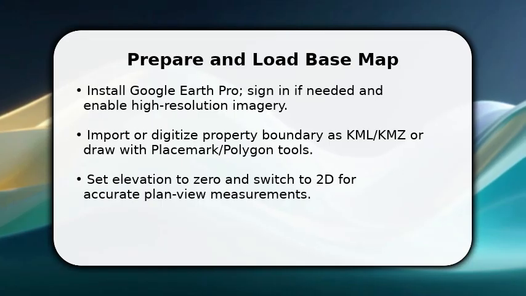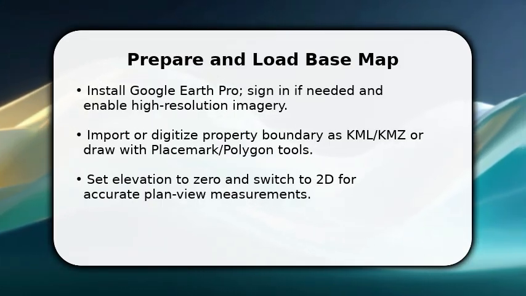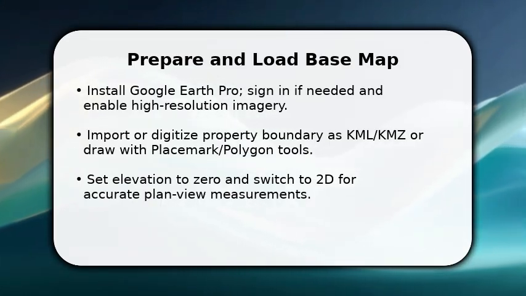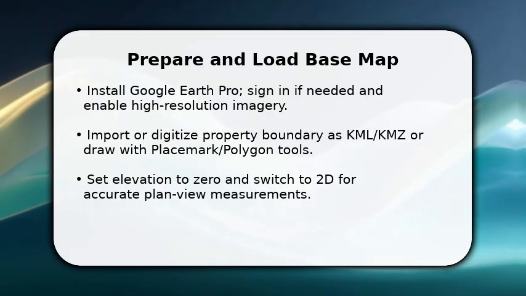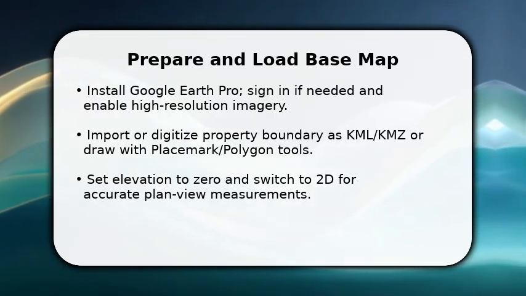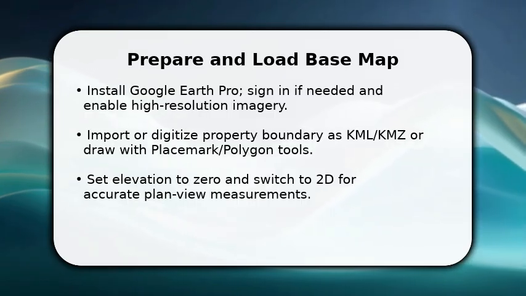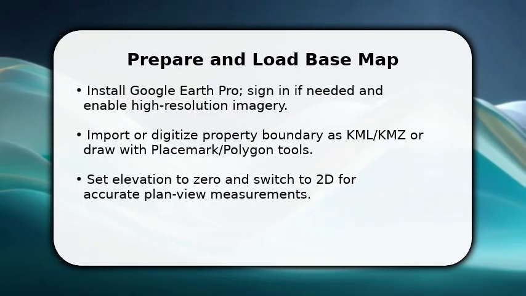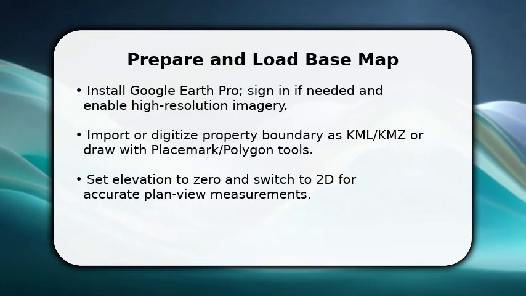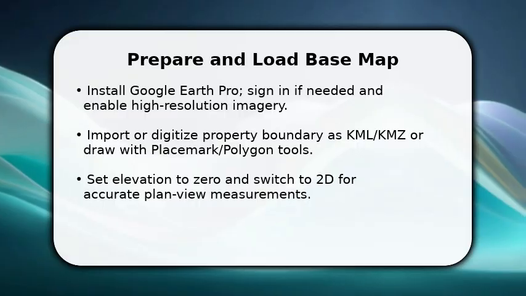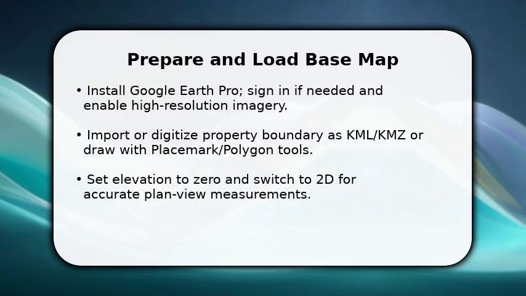You start by loading the property immediately. Open Google Earth Pro and import the KML/KMZ of your site, or draw the parcel using the polygon tool. Once done, set elevation to 0 and switch to 2D for a true plan view so measurements aren't skewed. Make sure to enable high-resolution imagery and historical imagery to compare dates.